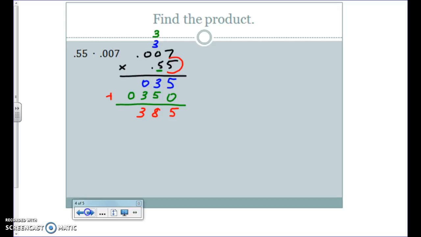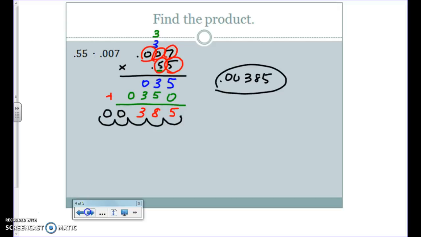I'm going to count how many decimal places I have. 1, 2, 3, 4, 5. Those are all the numbers behind the decimal point. So again, I'm going to take my invisible decimal point, that is currently right here, and I'm going to say 1, 2, 3, 4, 5. So I ran out of numbers, so I'm going to have to use some placeholders, and that's why I put the little lumps down there. And so I have at the end of the day 0.00385. That's my product, which is a fancy word for the result of a multiplication problem.